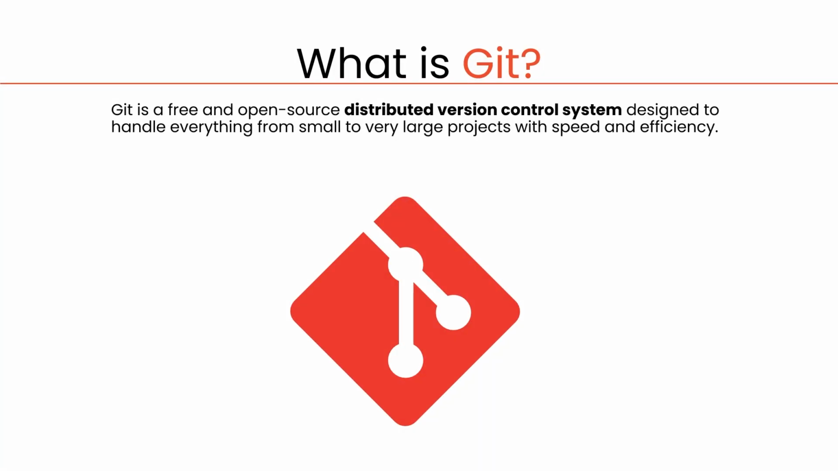Git is a free and open source distributed version control system designed to handle everything from small to very large projects with speed and efficiency. Let's focus on version control system.